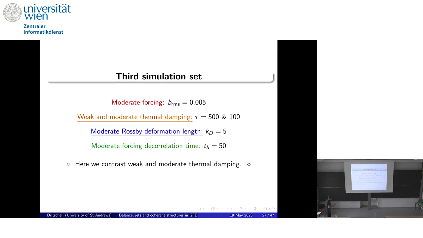Anyway, third simulation set, just to show you what happens when you change the thermal damping rate. And the difference is I'm going to take the deformation length to be much larger than before. So the deformation wave number will now be 5, so 1/5 the planetary radius. This is quite different. Maybe this is like Uranus and Neptune, where I think it might be 2 or 3, but I'm not sure of the exact value.